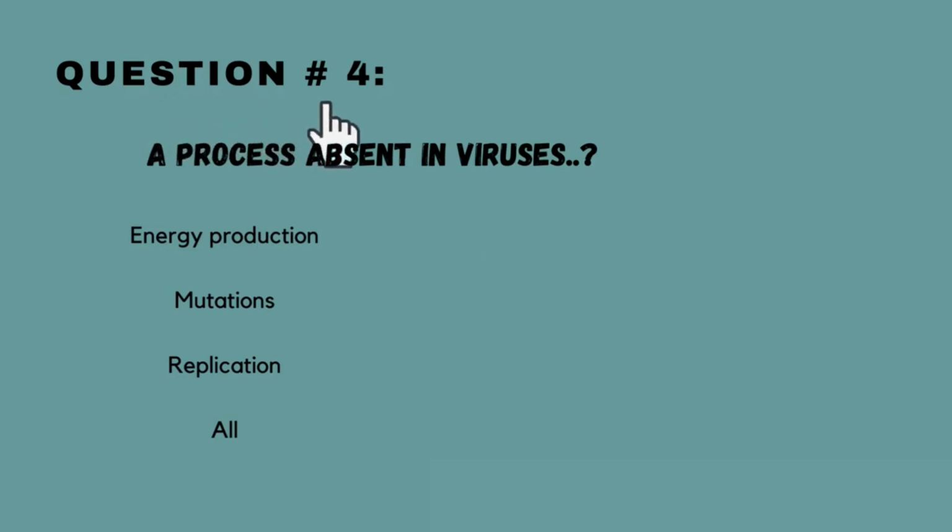Question number 4. A process absent in viruses. Let's see our options. Energy production. It could be correct, but we have to read all options. Mutations. No, because viruses have DNA and RNA, so they show mutations. Replication. No, as viruses show replication in host. So correct answer is A, energy production.